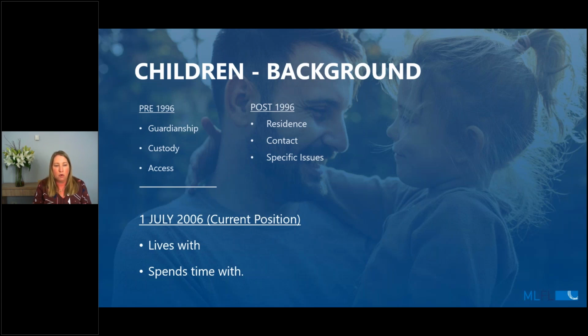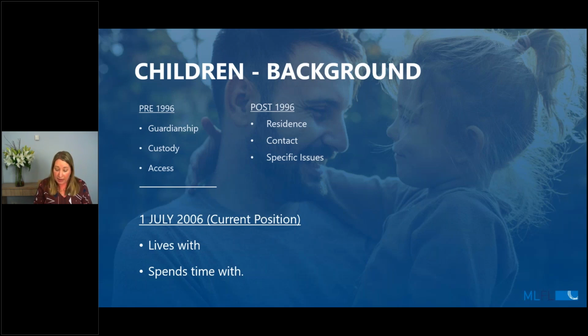Pre-1996, there was the concept of guardianship of a child, and you may still hear people refer to that. That concept is now what is known as parental responsibility, and I'll talk a little bit more about that in detail shortly. Pre-1996, there were also the terms custody and access in relation to parenting matters. After 1996, those terms became residence and contact, but now the current position, that's from the 1st of July 2006, is a lives with order and a spends time with order.